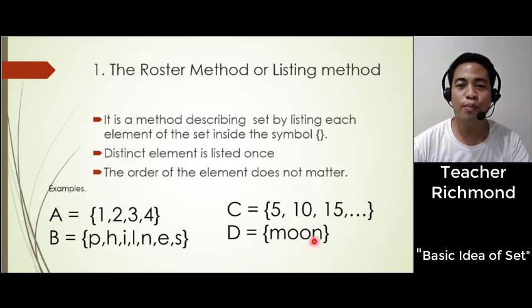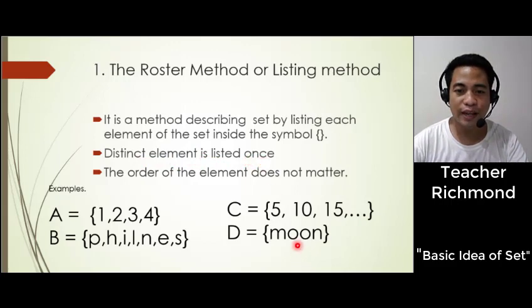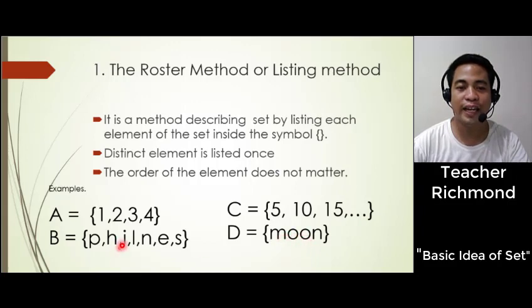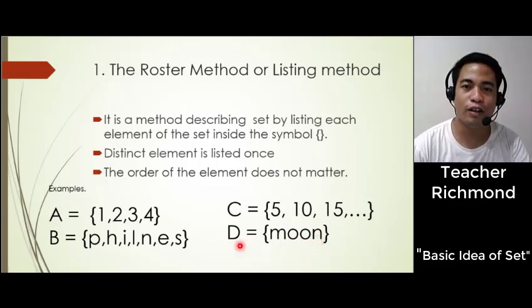M-O-O-N. Now, you might ask me, sir, you said that for a distinct element, you will just list it once. But why are there 2 O's in this element? Now, let me tell you that in this set, we only have one element. And that is moon. Look at this. They are not separated by commas. Remember, every element is separated by a comma. Therefore, moon in here is just one element. Okay? So that is the roster method or listing method.